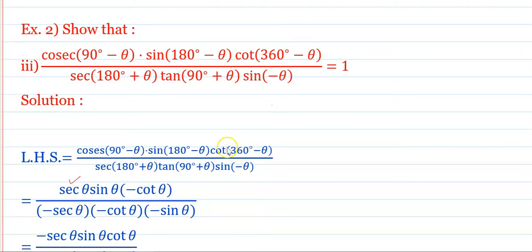Next, cot(360° − θ). Again, the function remains as it is. It is in the fourth quadrant. In the fourth quadrant, cos is negative, cot is negative, and therefore it is −cot θ.